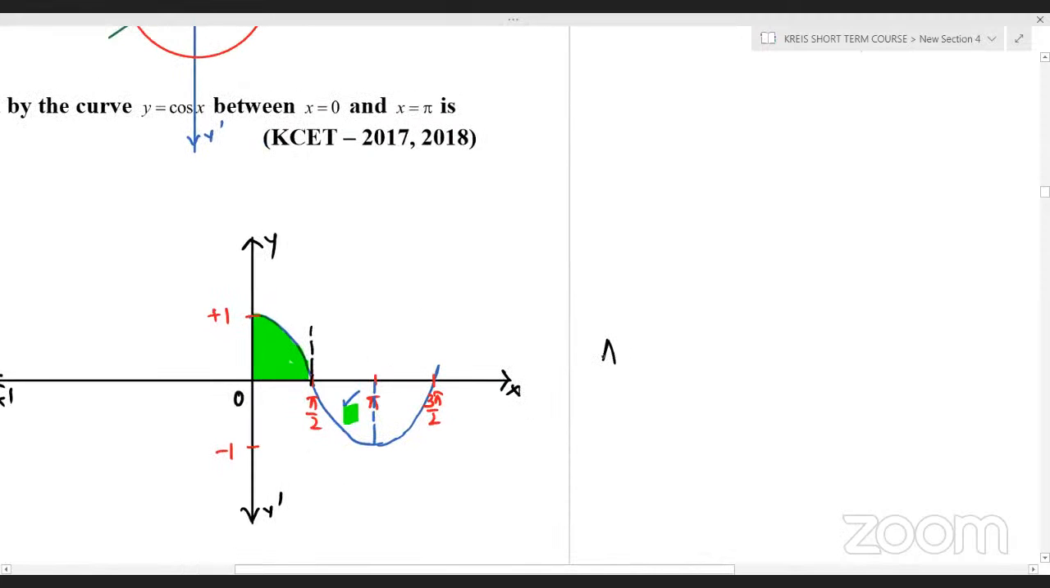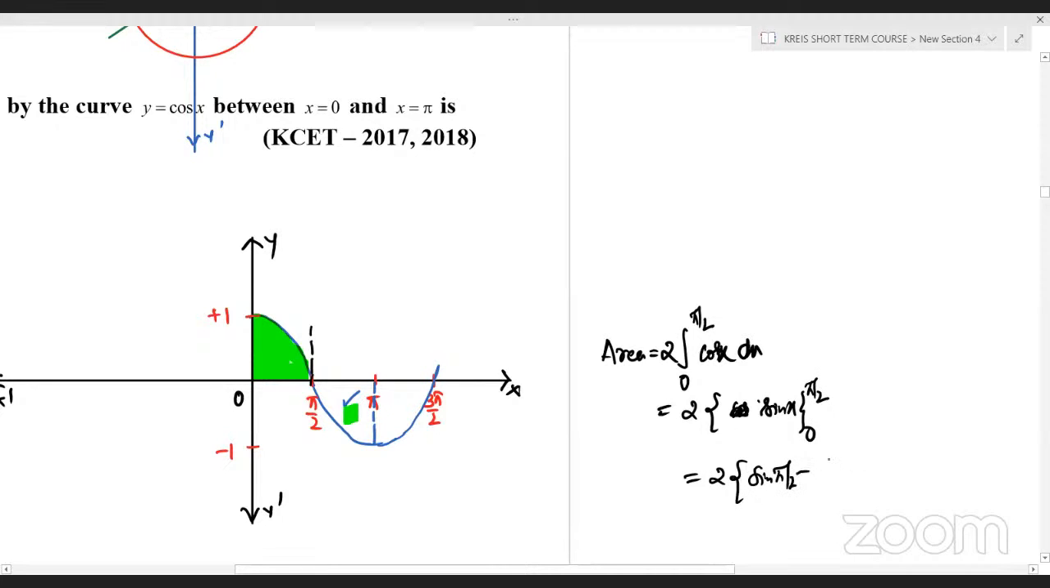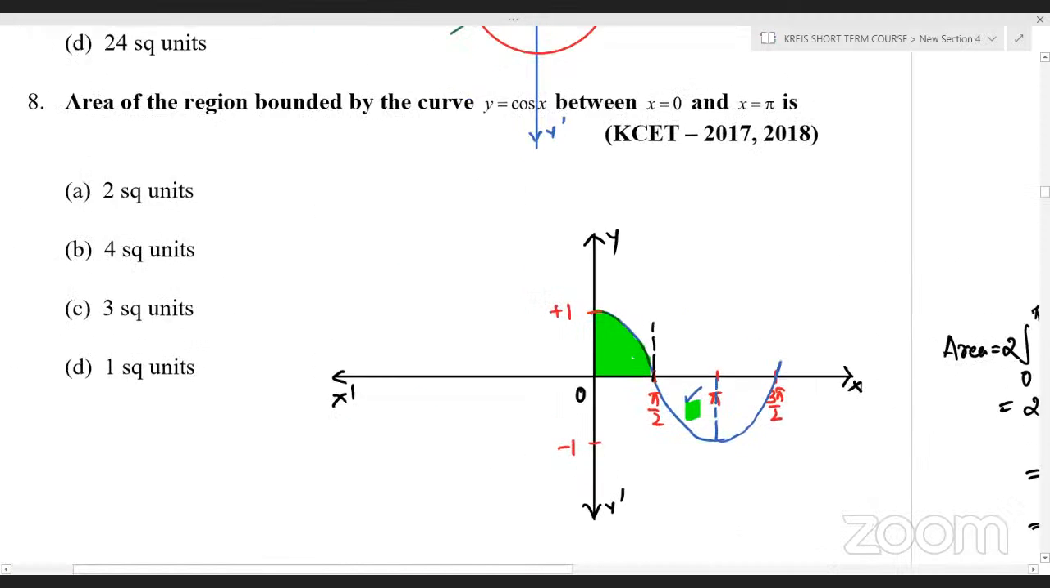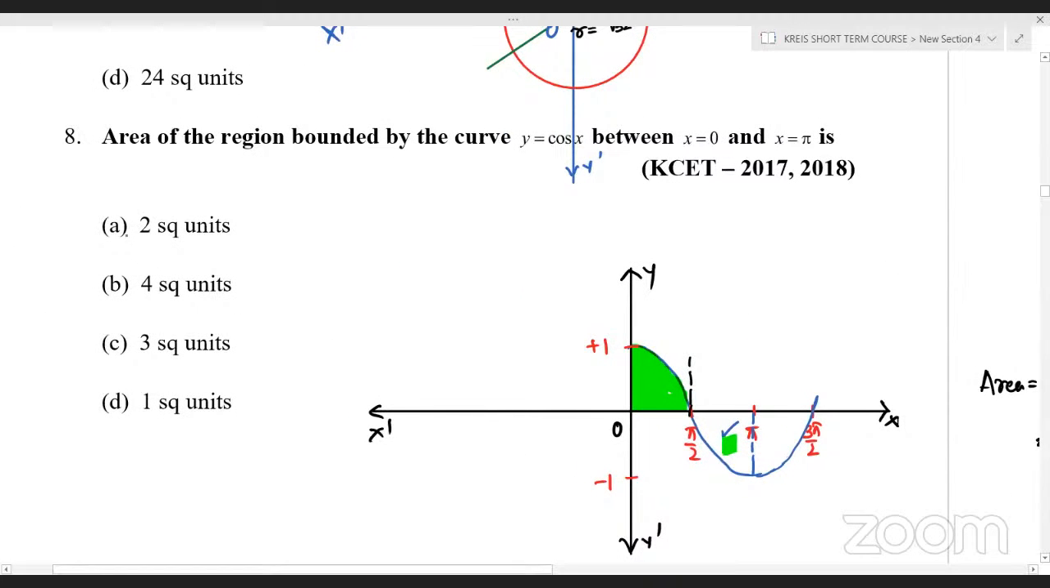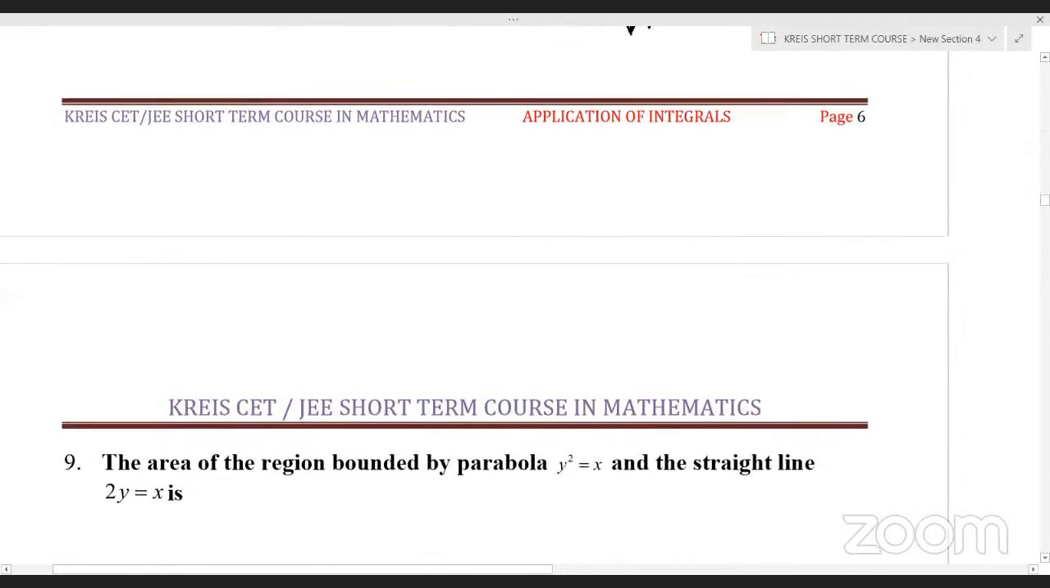Now, the required area is going to be the integral from 0 to pi by 2 of cos x with respect to x, multiplied by 2. So it is nothing but 2 into the integration of cos x. It is going to be sin x between 0 and pi by 2. It is 2 into sin pi by 2 minus sin 0, so 2 into 1 minus 0, which is going to be 2. Option A is going to be the correct answer for this question, right? This is how you can reduce it and simplify it.